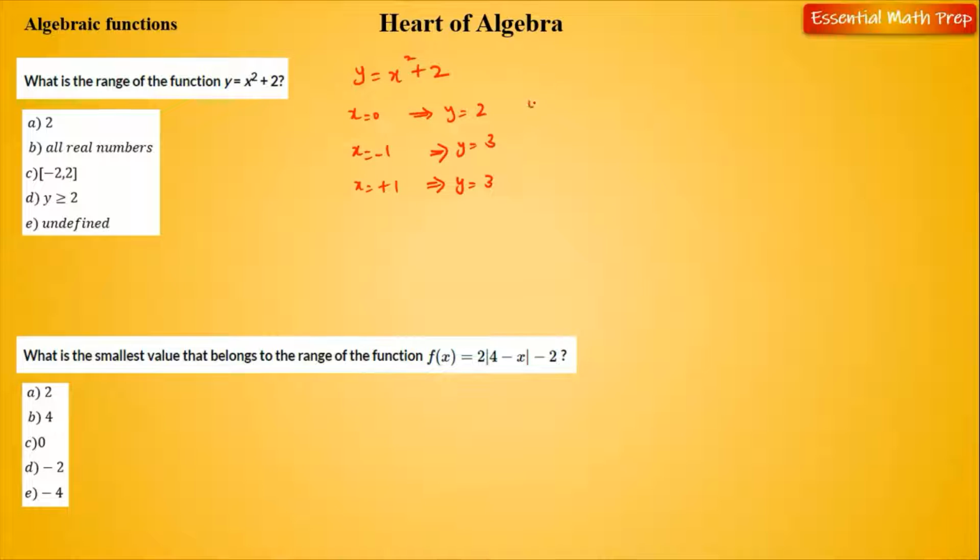In other words, y is greater than or equal to 2, because those are the only two possibilities you can have. You can have 2 or values greater than 2. So the correct answer is D.